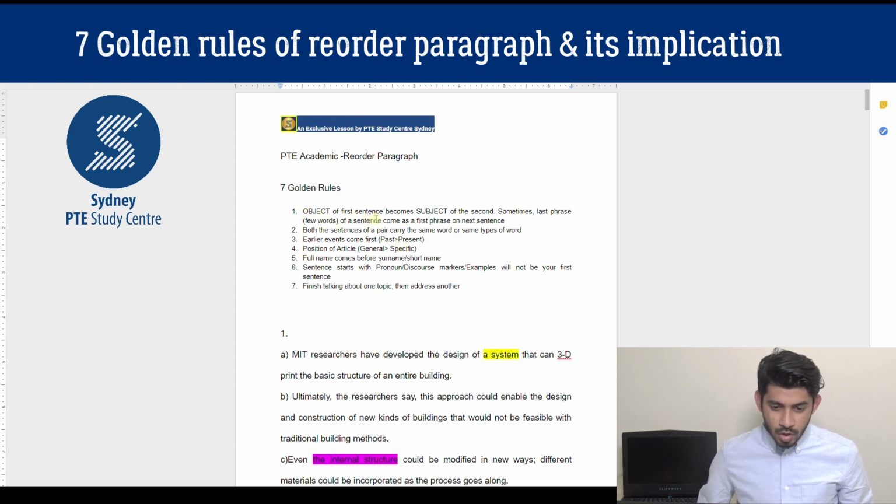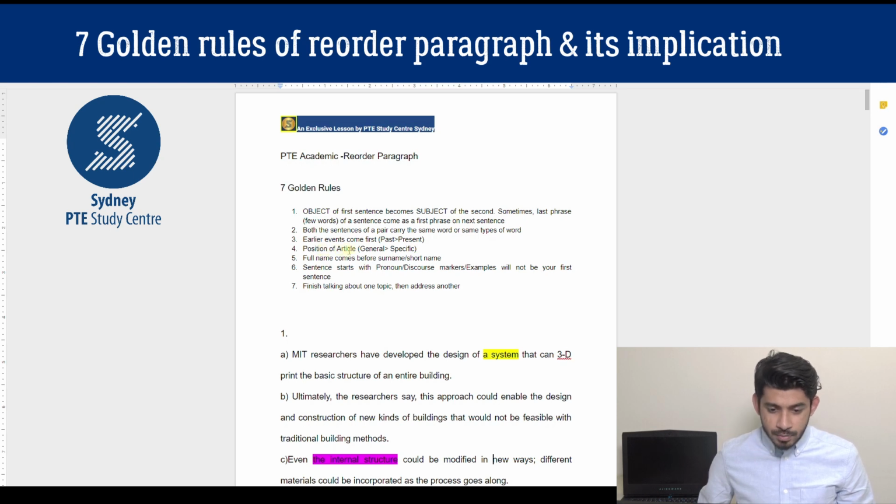Number 1, object of first sentence becomes subject of the second. Sometimes the last phrase, that means a few words of the last part of the sentence, can become the first phrase of the next sentence. Number 2, both the sentences of a pair carry the same word or same types of word. Number 3, earlier events come first in your reorder paragraph, so it's a sequence of events. So your past comes first, then present, then future.